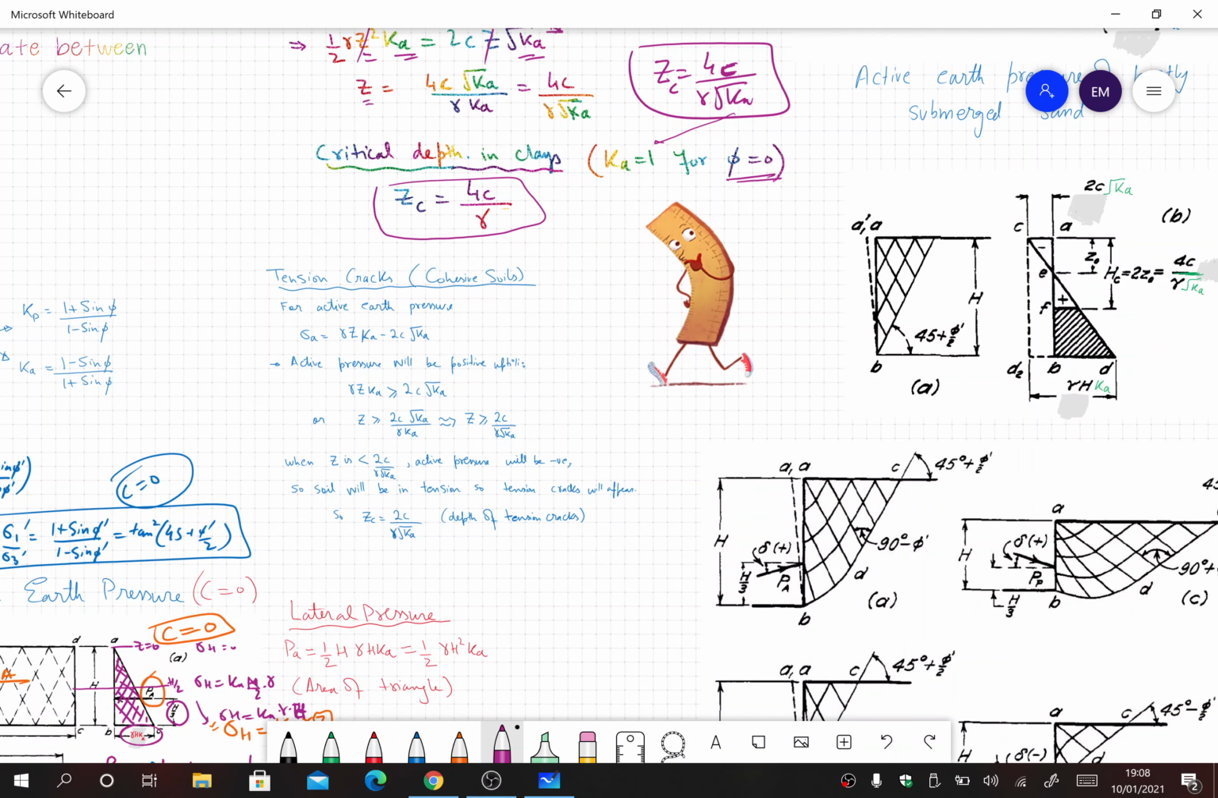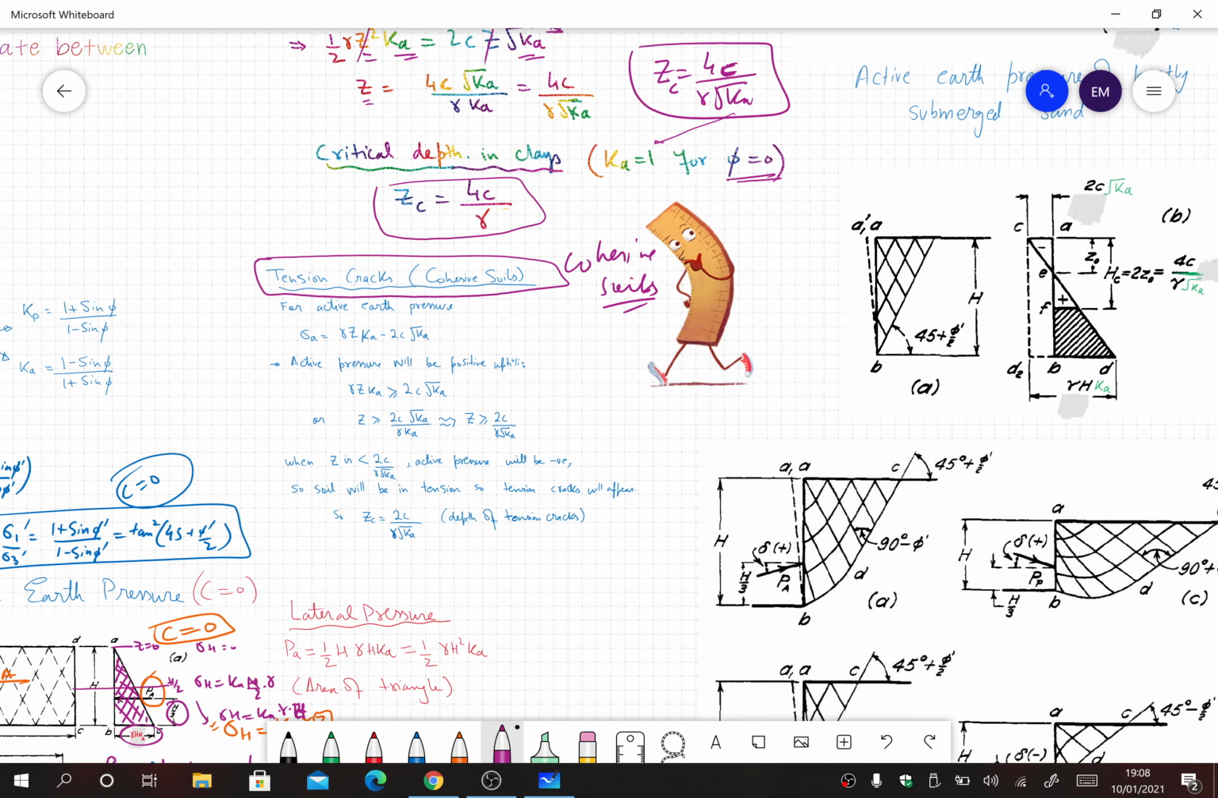Alright, so one important thing to remember is that whenever we are doing calculations, we should remember that we have tension cracks in the case of cohesive soils. Whenever there are cohesive soils, we will have tension cracks generated in them, and we need to see up to what depth the tension cracks would go.